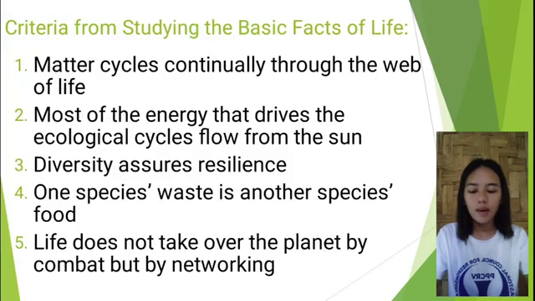Number 1 is matter cycles continually through the web of life. Number 2, most of the energy that drives the ecological cycles flows from the sun. Number 3 is diversity assures resilience. The 4th one is one species' waste is another species' food. And lastly, life does not take over the planet by combat but by networking.